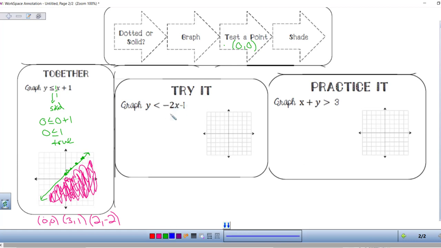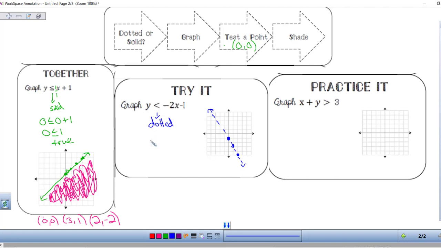Okay, let's look at another example. This one I notice is less than, so it's going to be a dotted line. Graph it just like usual. Start at the y-intercept, -1. Our slope is -2, so I'm going to go down 2 over 1, down 2 over 1. And instead of connecting with a solid line, I'm going to connect with a dotted line. That means that anything on this line is not included. It is not a solution. That is where it would be equal in the equation, and we are not including the equal part.